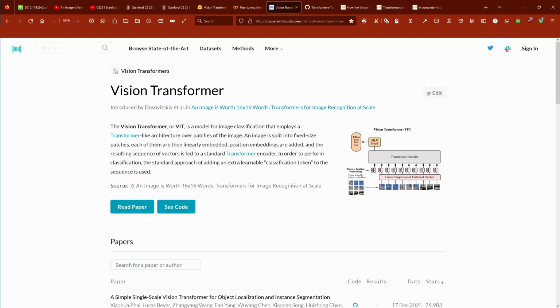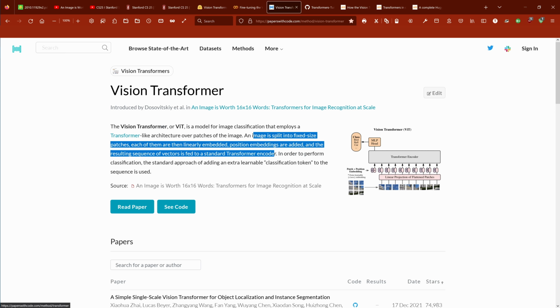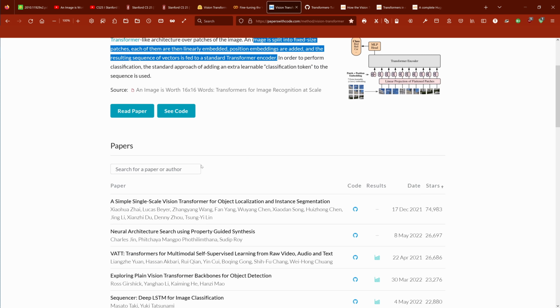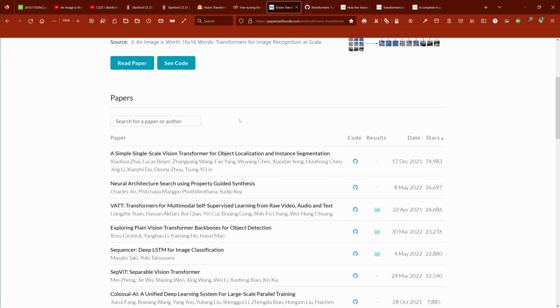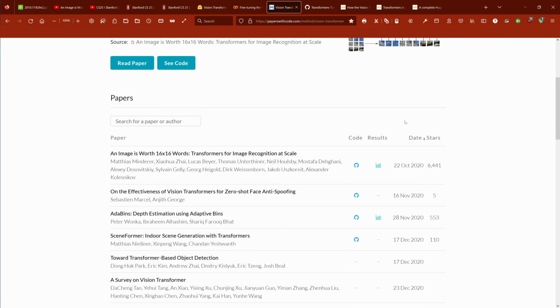Vision transformer gives me a short intro. Image classification that employs transformer-like architecture over patches of an image. An image is split into fixed size patches. Position embeddings are added, and the resulting sequence is fed to a standard transformer encoder stack. Beautiful. Isn't that beautiful? You can read the paper, you can see the original code. But then, and this is what I like, just wait a second.